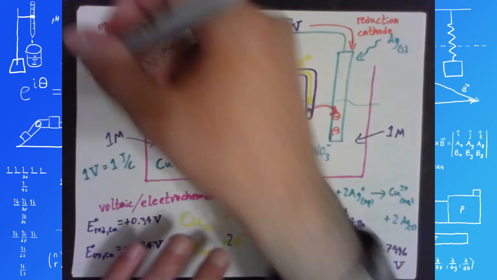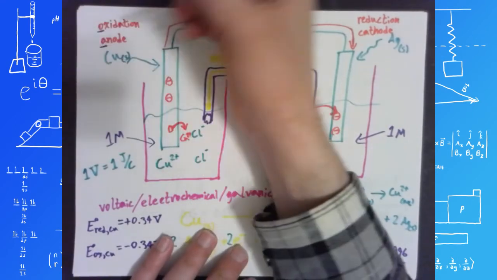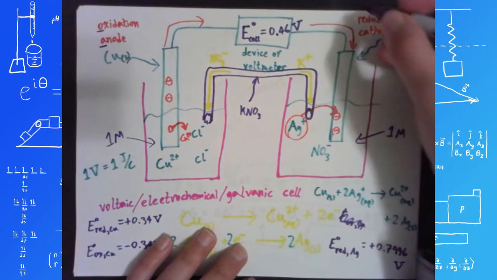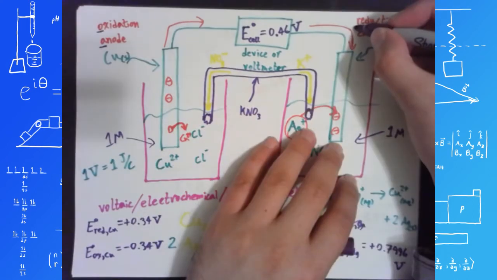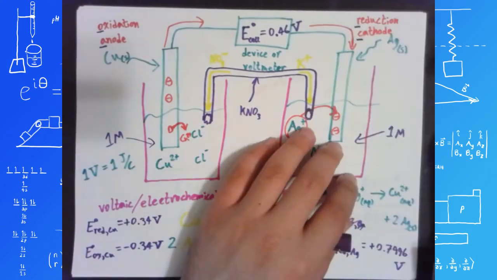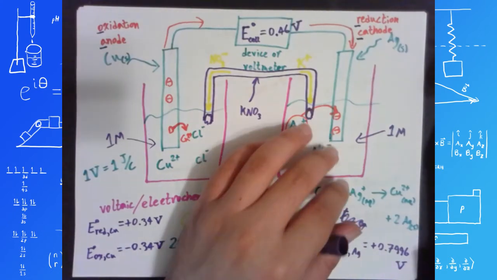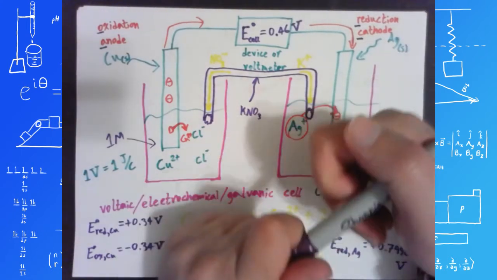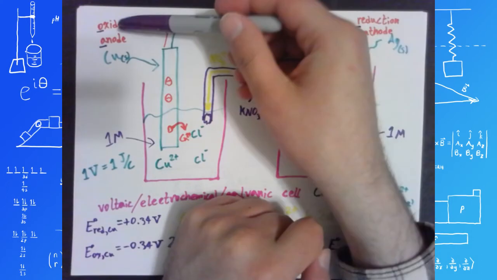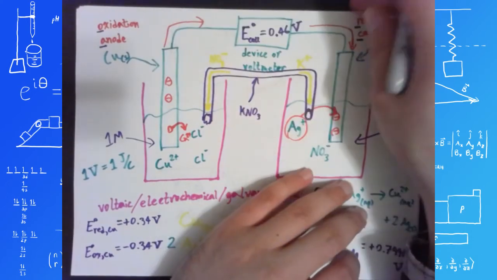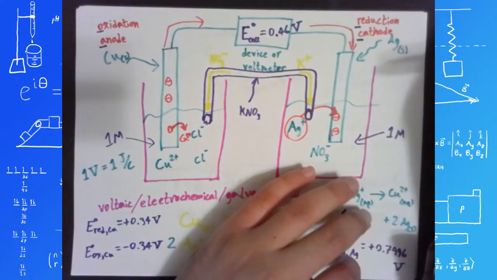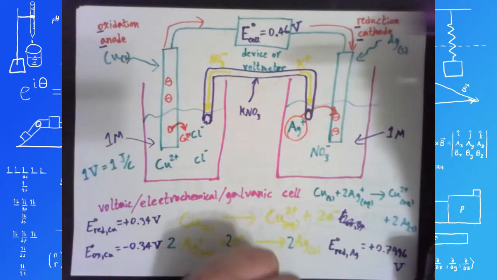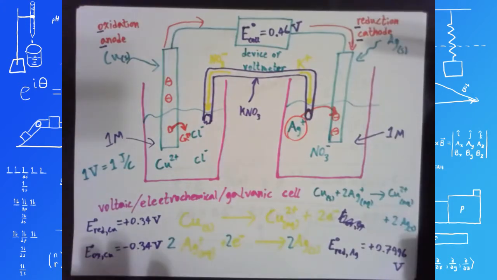And an easy way to remember which one is which, take notice that the words oxidation and anode both start with a vowel, and the words reduction and cathode both start with a consonant. So that's an easy way to remember. Oxidation always happens at the anode, reduction always happens at the cathode. It's true for voltaic cells. It's also going to be true for something we see later, which is the electrolytic cell.